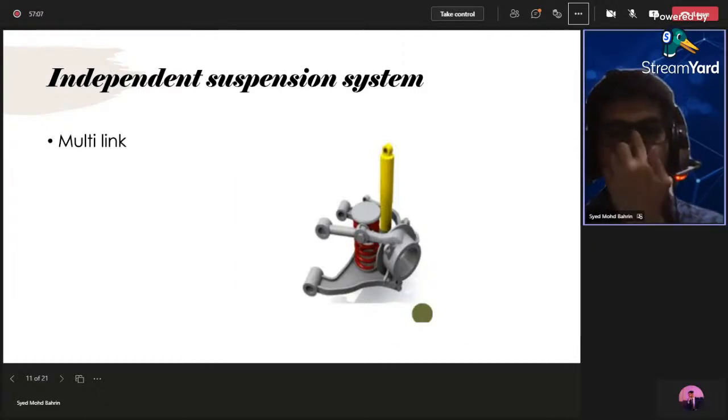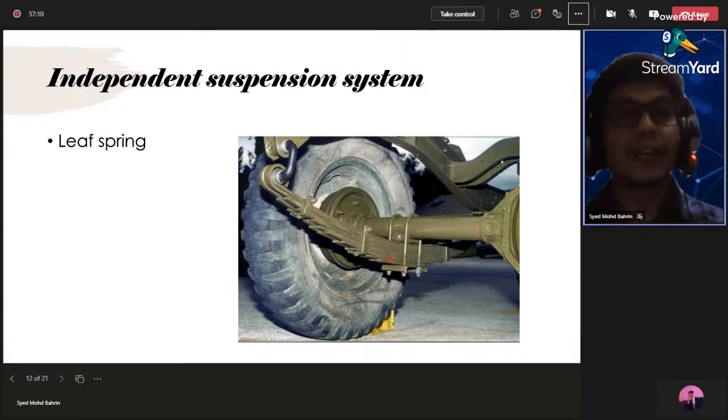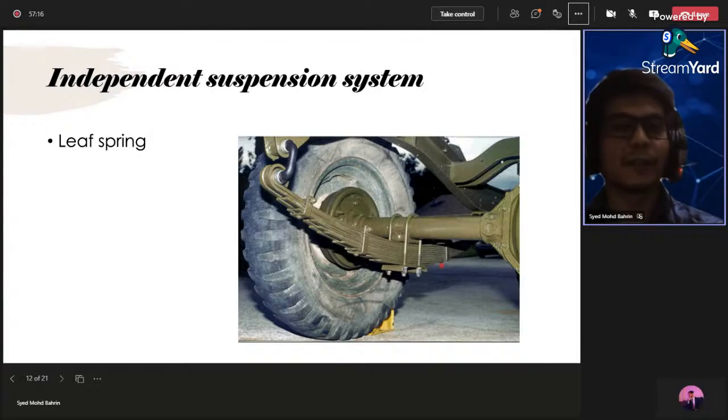The next one is the leaf spring. This one is completely different from the three that I have discussed. In the three that I have discussed, it consists of linkage. We have spring, we have damper, but this one we have only springs, layers of springs made by hardened steel.